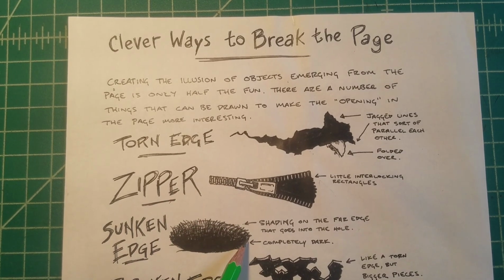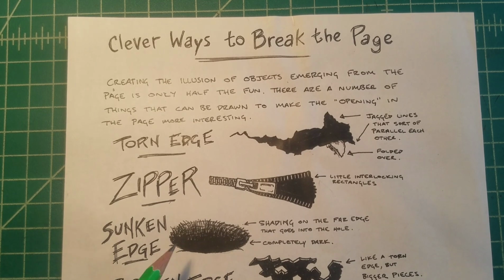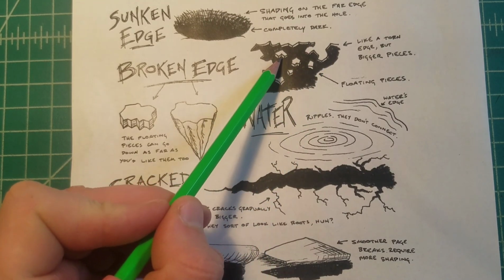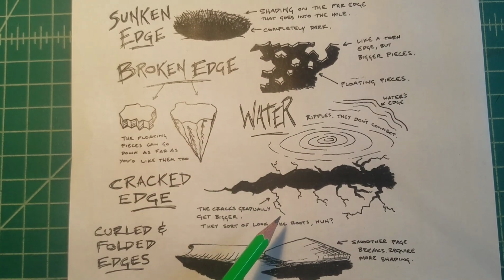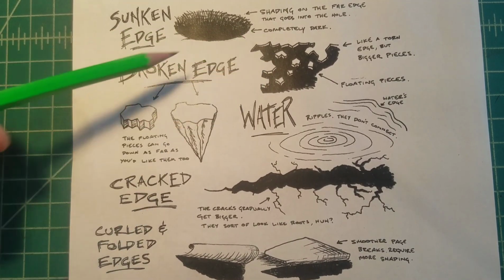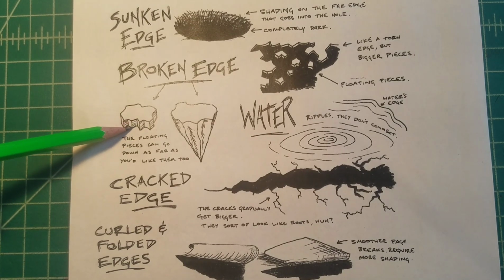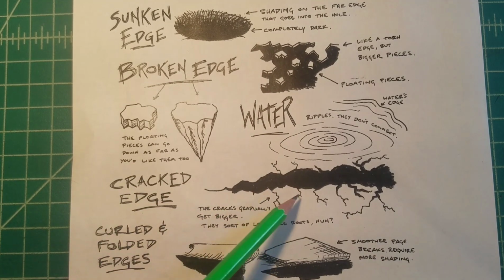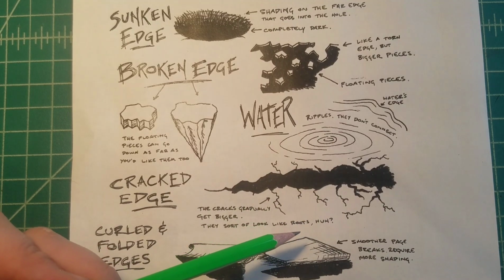With the sunken edge, the front part of it should be relatively clean. I have a few lines showing the space receding inward, but the back has some fading and shading. Broken edge is sort of jagged lines with little pieces floating in it, and each of those floating pieces has some depth created by these little shapes here. Cracked edge is a lot like a torn edge, except you have cracks coming up into it. This one doesn't have to be parallel from one side to the other, because if you can imagine the cracked edge, things have fallen into it.